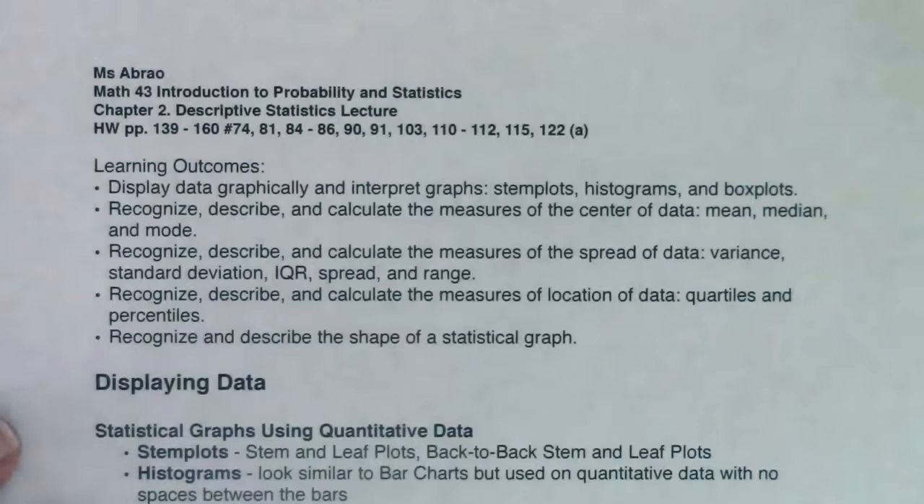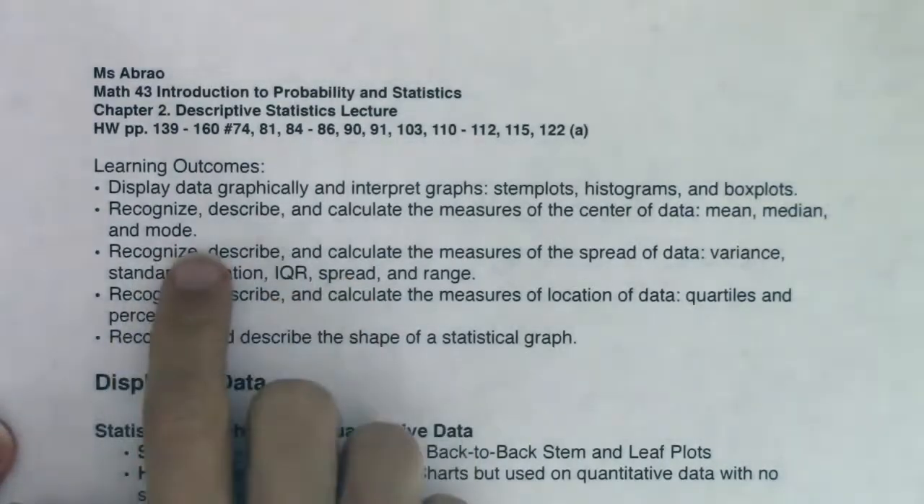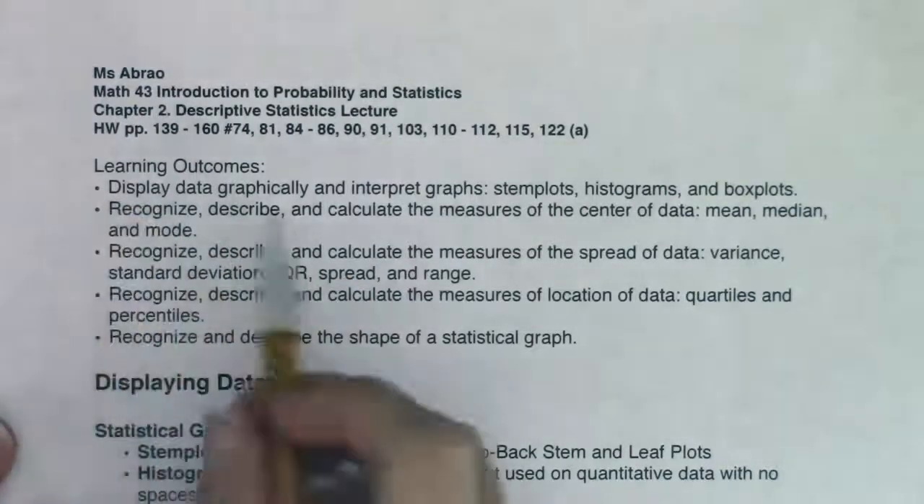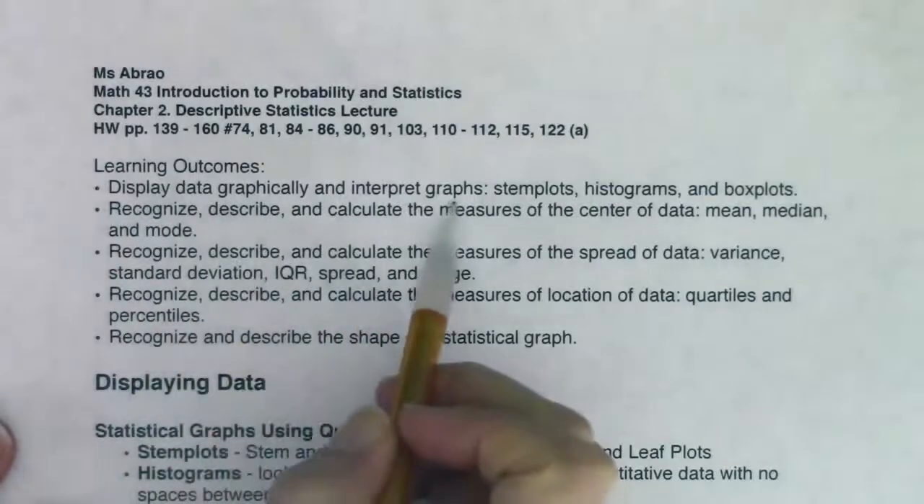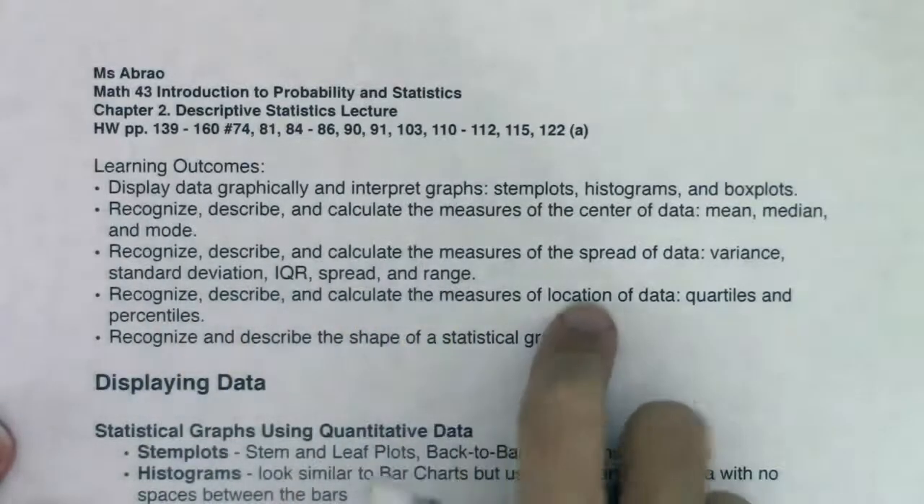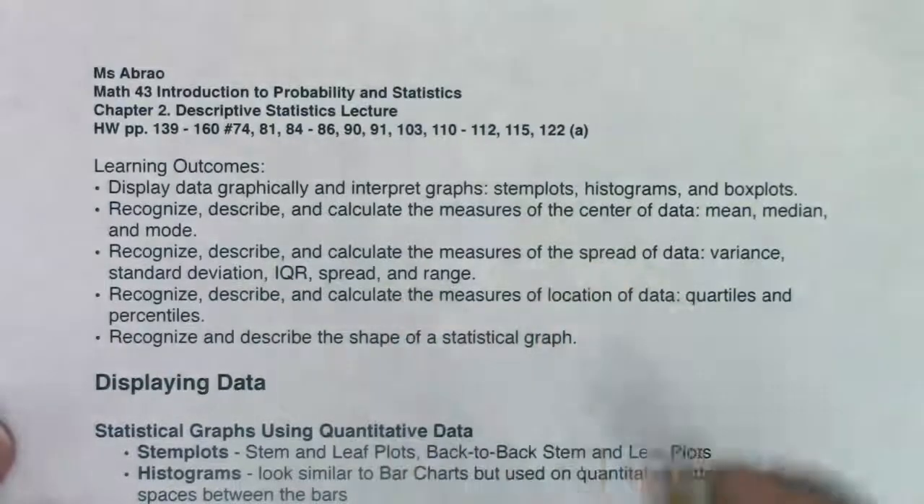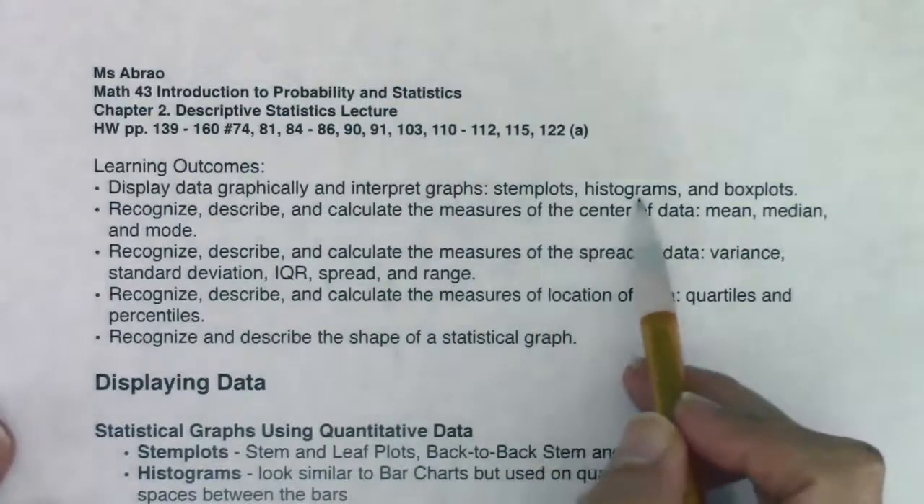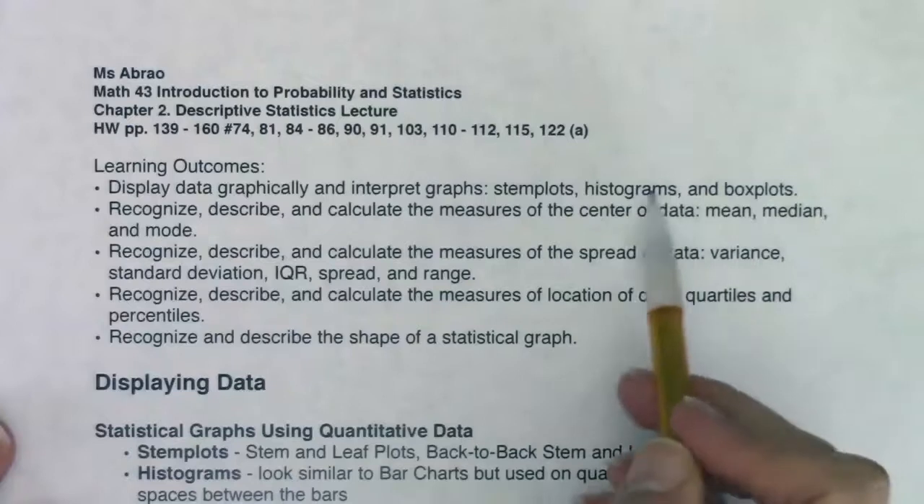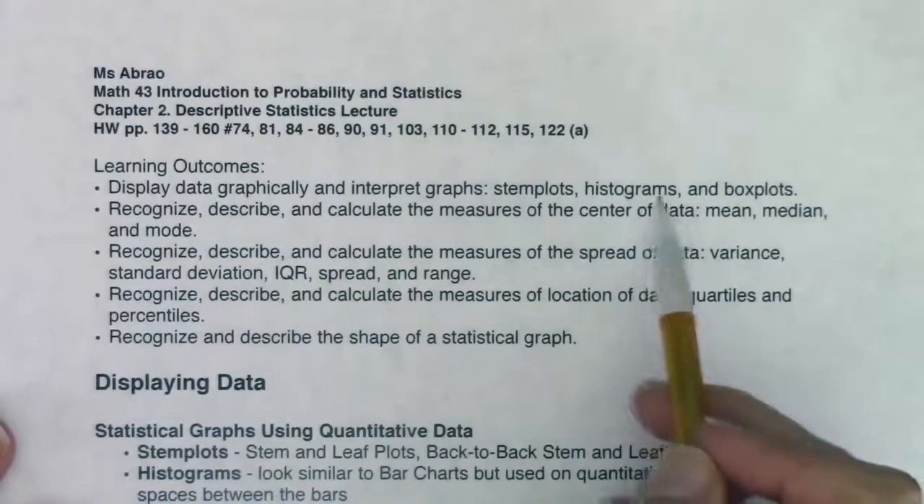Right, welcome to chapter two. In this chapter, we have a few learning outcomes. We're going to display data graphically and then interpret the graphs. The three types of graphs we're going to focus on in chapter two are the stem plot, the histogram, and the box plot. We mentioned histograms a bit in the last chapter.